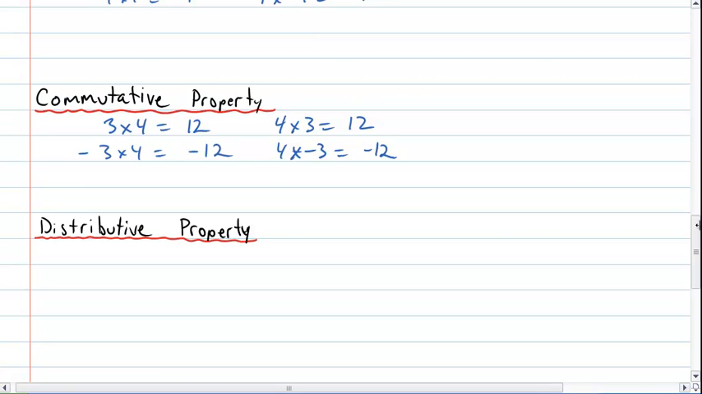Then we have the commutative property. The commutative property of multiplication simply states that if you have 3 times 4 equals 12, then writing it this way, 4 times 3, also equals 12. The same thing applies with negatives: negative 3 times 4 equals negative 12, and 4 times negative 3 equals negative 12. The commutative property says it doesn't matter which way you write the question; the answer is going to be the same.